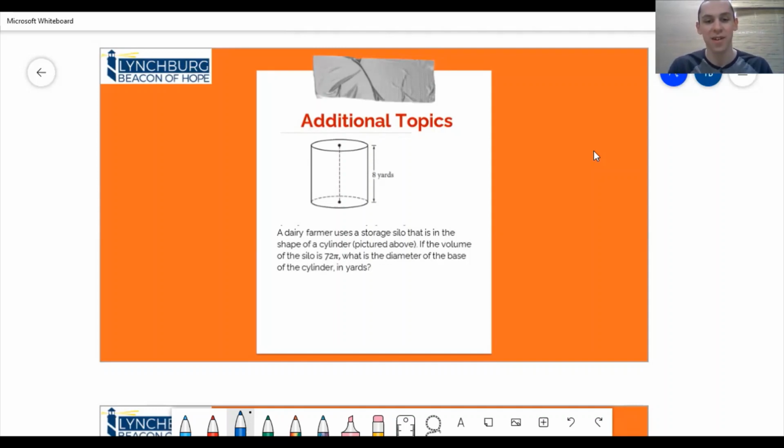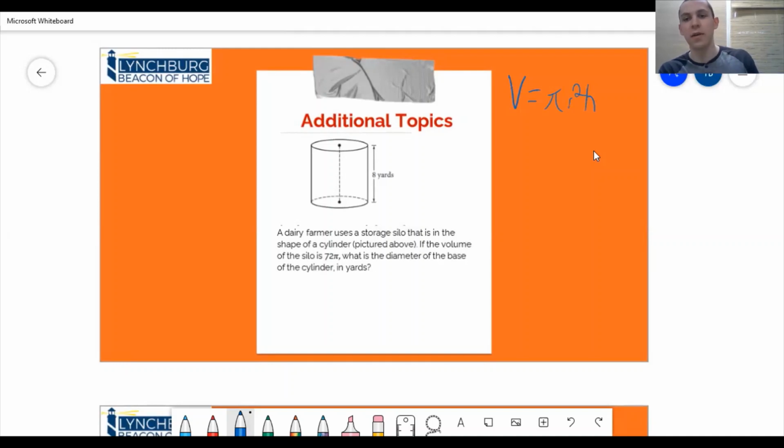All right. So we've got a couple things in this question. We know from the picture alone that the height of the cylinder is 8 yards. We know that the volume is 72 pi, and we want to know what the diameter is. So if you recall back for a formula sheet, obviously if you were taking the SAT, you could just look at your formula sheet, but the volume for a cylinder is pi r squared h.